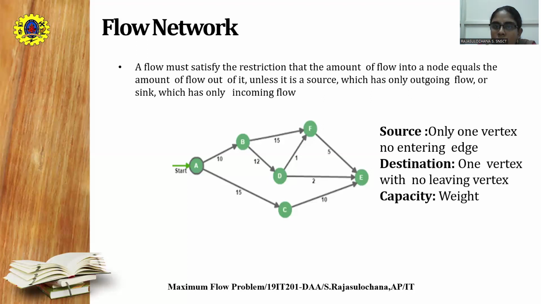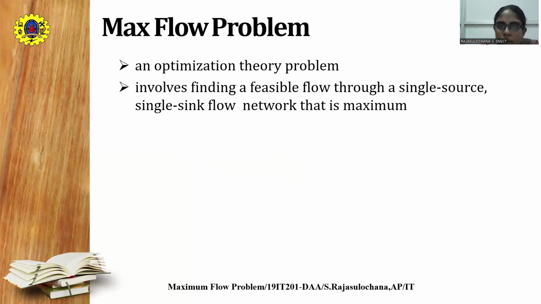Here we have mentioned the weight for each edge. From A to B, there is an edge and its weight is 10. This weight represents the capacity of that particular edge. So from A to B, if you want to mention a flow, that flow should not exceed the capacity, which is 10, the weight of the particular edge. So far we have seen what a flow is and what a flow network is. Hope you understood the concept behind the flow network.